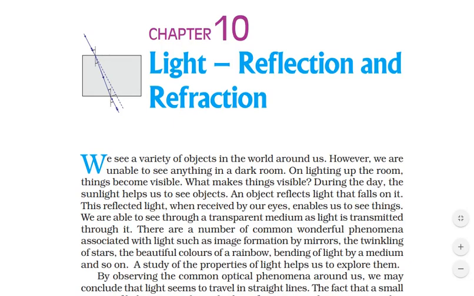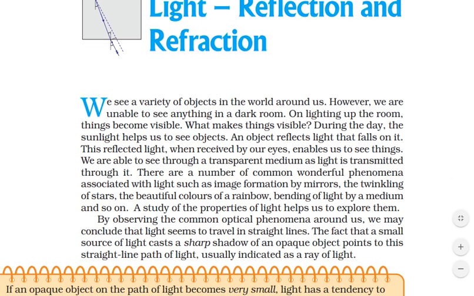Hello everyone. Today we will learn about chapter 10 of class 10th, that is light reflection and refraction. In the introduction of this chapter, a few lines are given about light, that because of light we are able to see a variety of objects in the world around us, like the green forest, the blue sky, and the different colors of the rainbow. This is possible due to light.